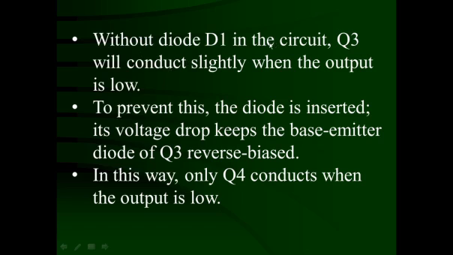Without diode D1 in the circuit, Q3 will conduct slightly when output is going to be low. To prevent this, the diode is inserted. Its voltage drop keeps the base emitter diode of Q3 reverse biased. In this way, only Q4 conducts when the output is going to be low.